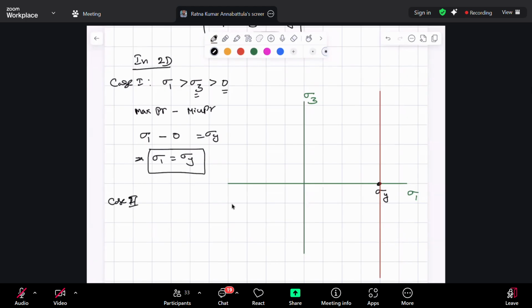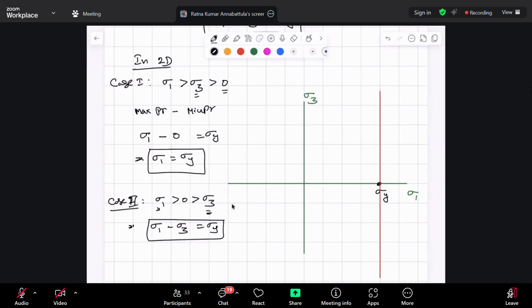Now, let us look at case 2. Sigma 1 is greater than 0, but 0 is greater than sigma 3. That means in this case also sigma 2 is 0, but sigma 3 is negative. Sigma 1 is positive and sigma 3 is negative. In that case, maximum principal stress minus minimum principal stress is equal to sigma y, and that will be your failure surface. So what is sigma 1 minus sigma 3 equal to sigma y?